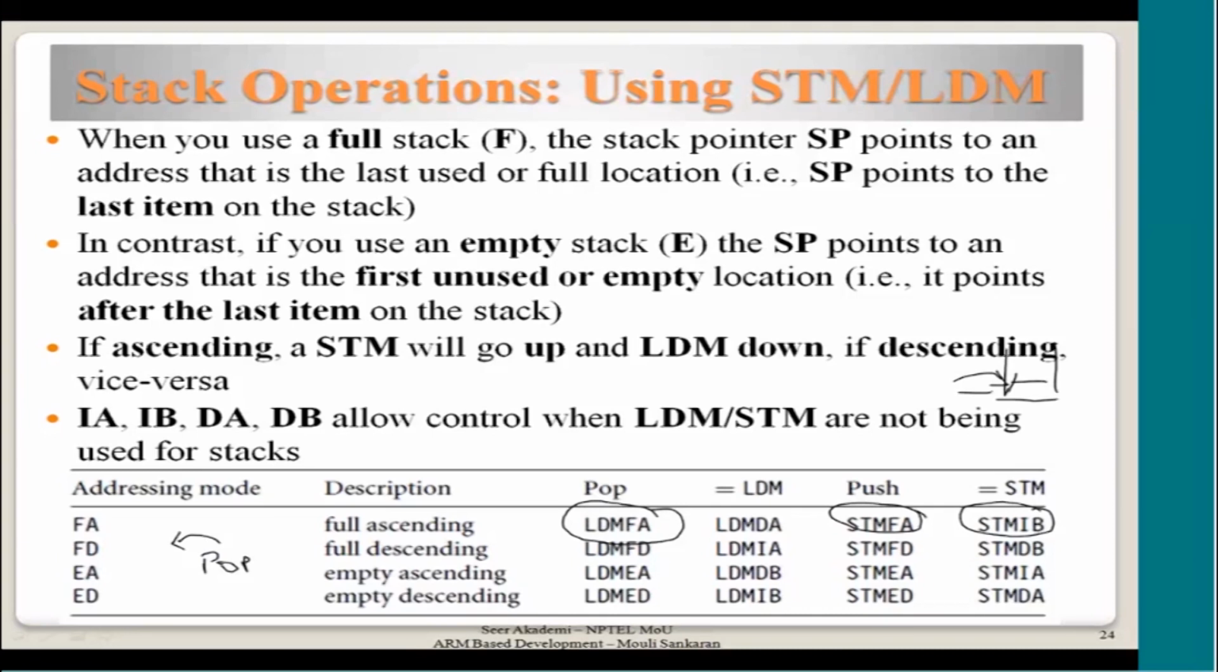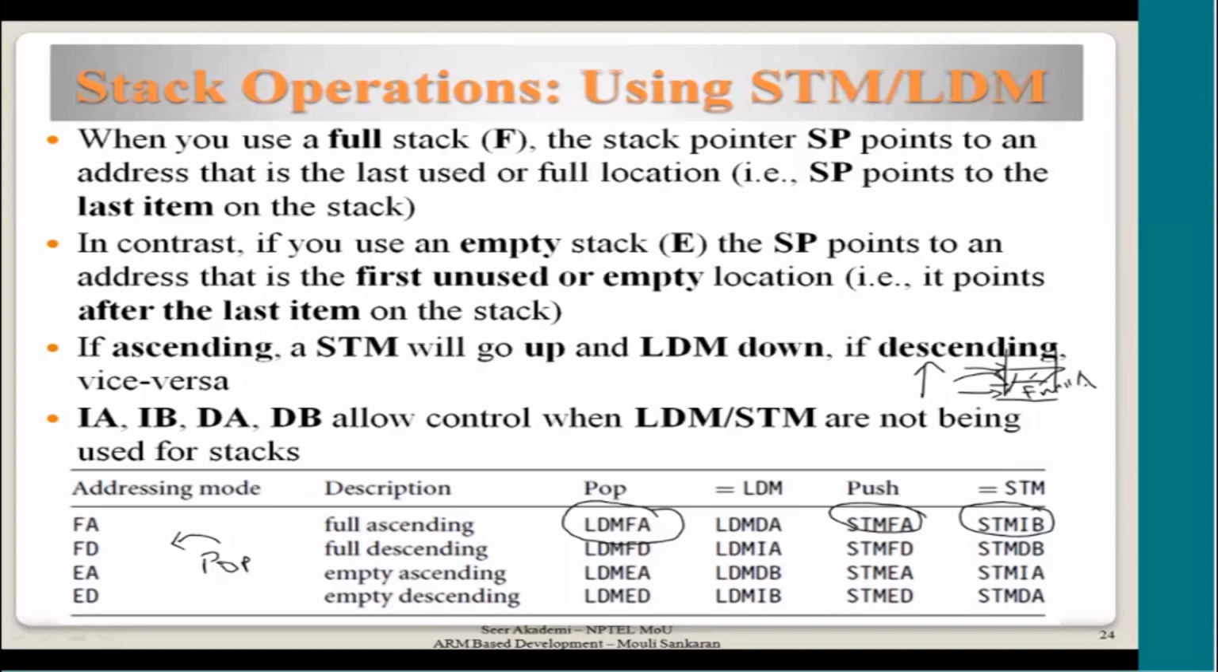That means what? Increment before is you are pushing. Pushing means the stack is growing up. So it is an ascending stack. Very good. That's why you see that ascending is mapped to this. And then increment before, that means it is pointing at a full location. Correct? Otherwise they wouldn't have incremented before. So before pushing, that means it is full. That is why full ascending is the equivalent of IB.